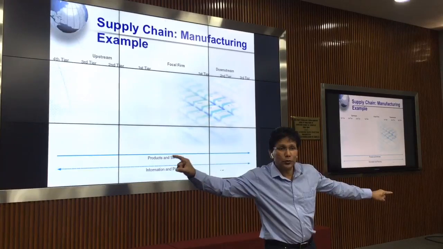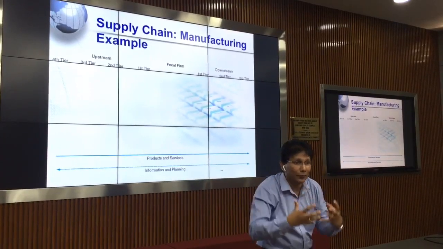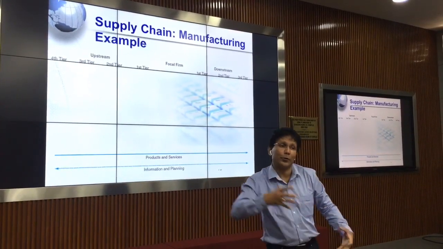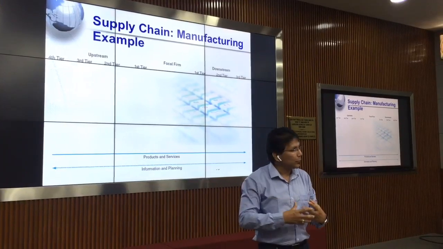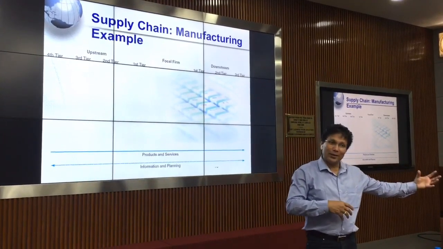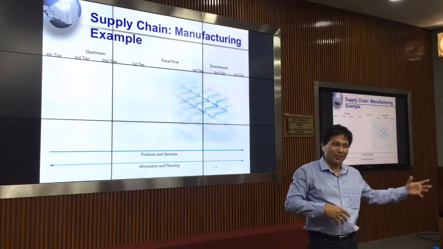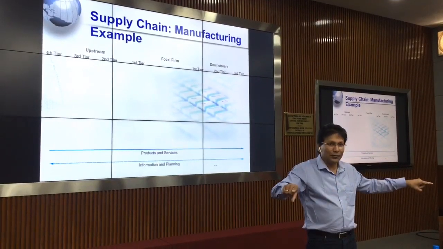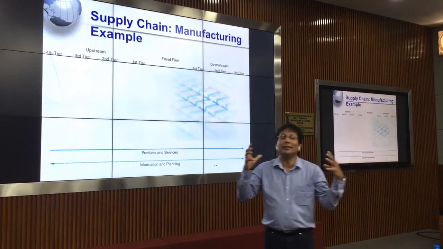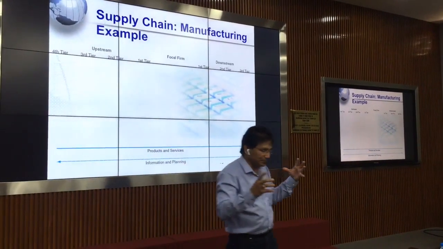Like how you want your distributor to share demand with you. What is the demand for the next 6 months? You also want to share the same information with your supplier. What is the demand for the next 6 months? So this is called two-way information flow. Now, this is the theory of supply chain.